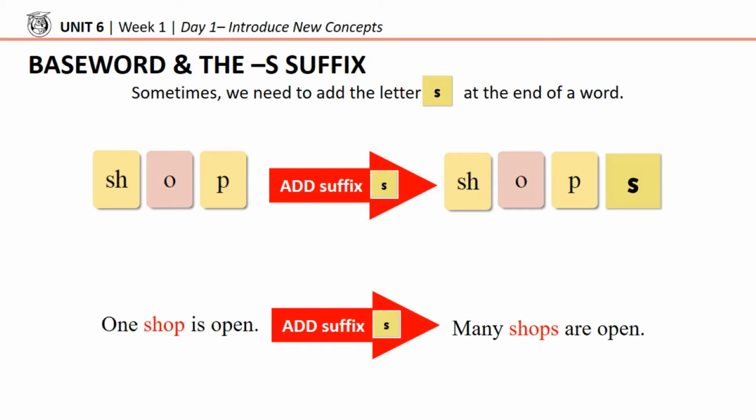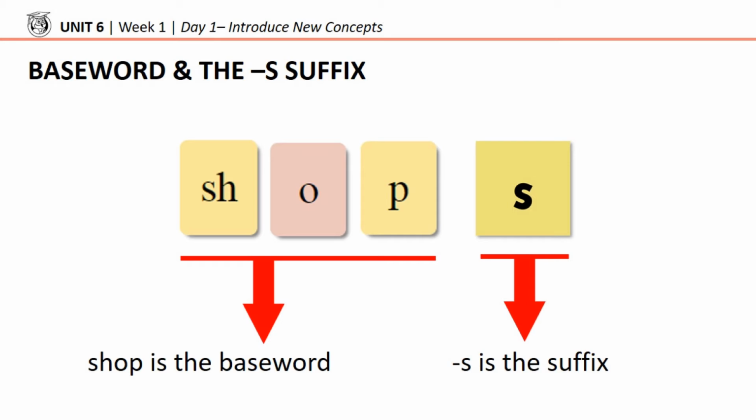All right. Now, the word shop, S-H-O-P, is the base word. A base word is any word that we have without any endings on it. So shop. But when we add the letter S to the end, that's called a suffix. A suffix S is added to the word shop to make it shops. And when we add the S to the word shop, we're saying that there are more than one shop. Shops.